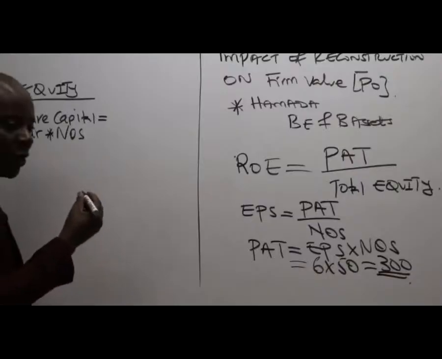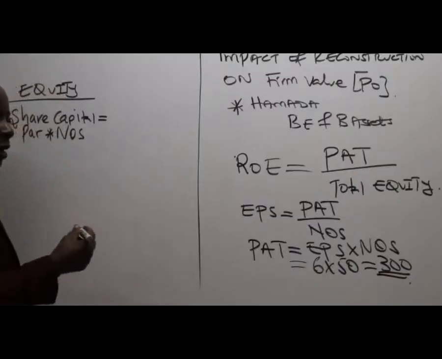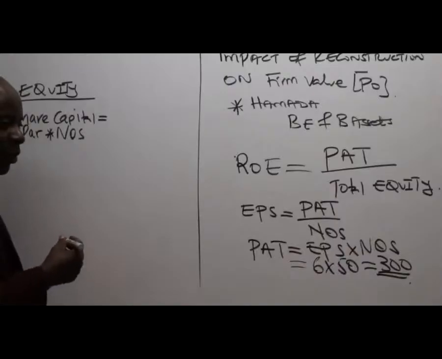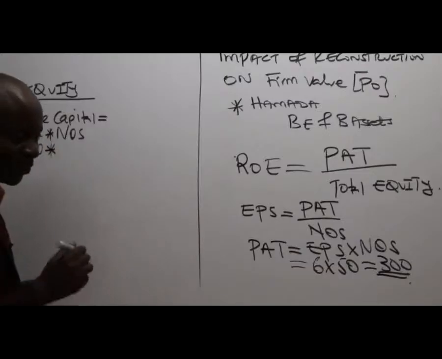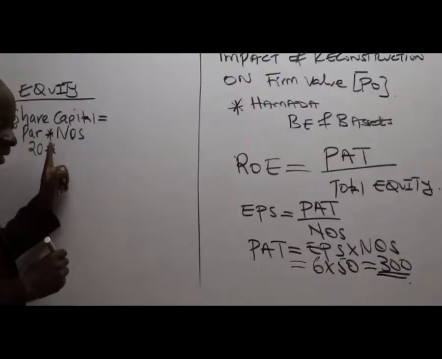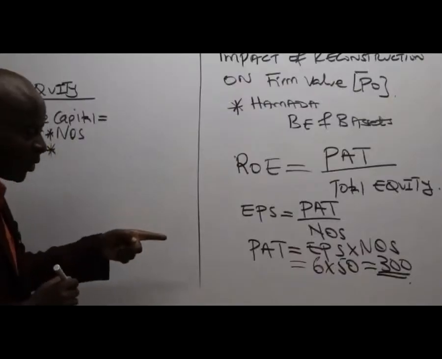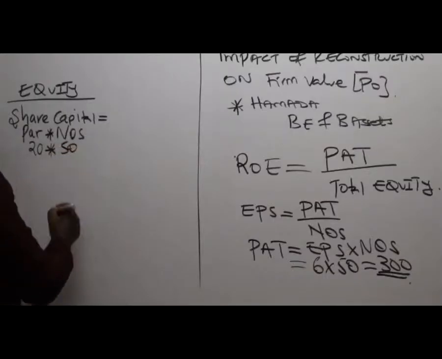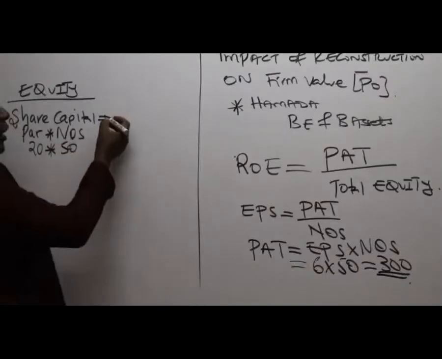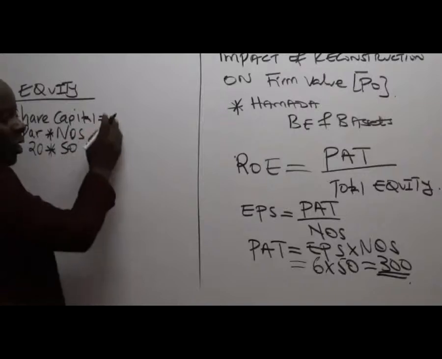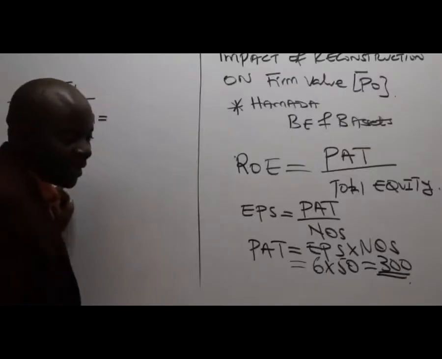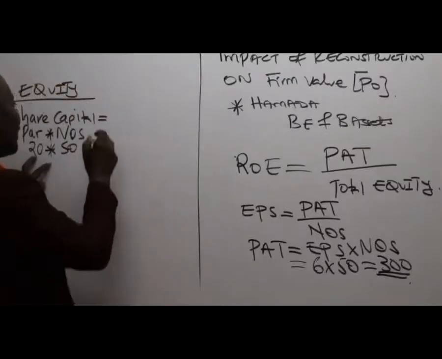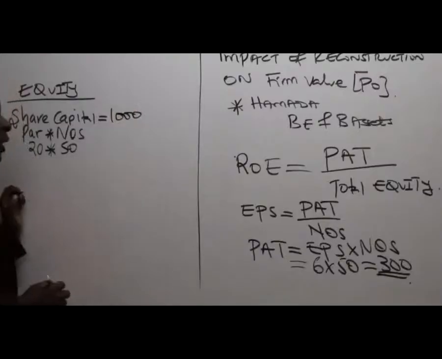So what is the par value amount given? 20. Do we know the number of ordinary shares? The number of ordinary shares in the question, there are how many? They are 50. Meaning, ladies and gentlemen, that our share capital here is what, somebody? Share capital, 20 times 50 gives me how much? 20 times 50, they're getting 1,000, which is okay, 1,000 like that.